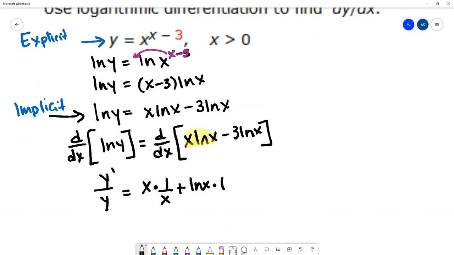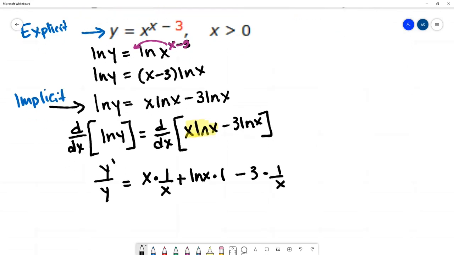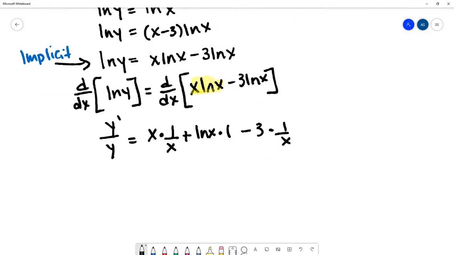Then I need to take the derivative of 3 natural log of x. The minus 3 is a constant multiple. I'll carry that down. And the derivative of natural log x is 1 over x. So let's clean this up a little bit. We've got some x's canceling, and we have y prime over y equals 1 plus natural log of x minus 3 over x.